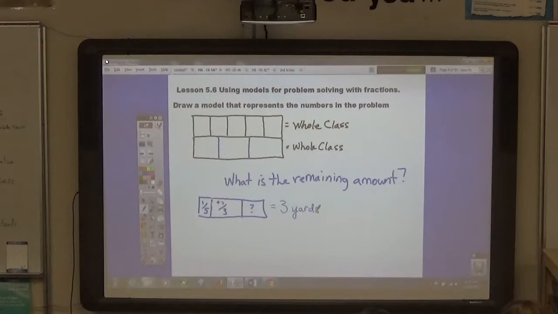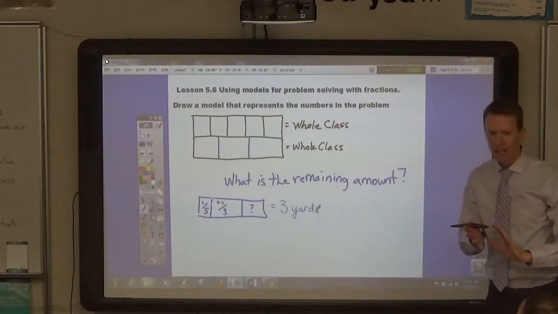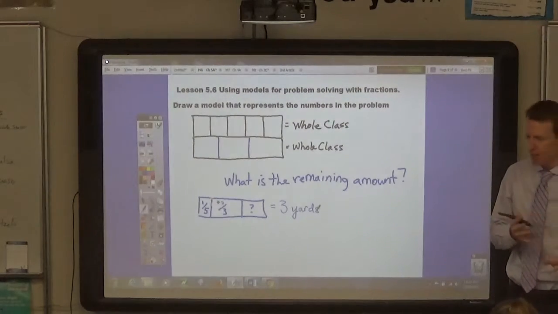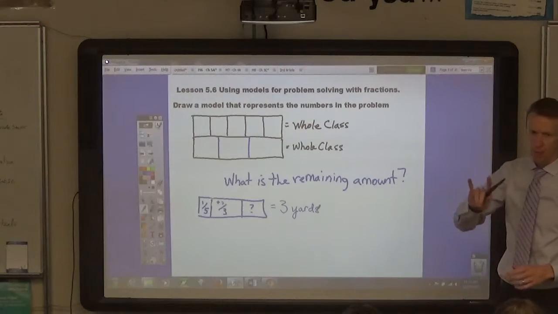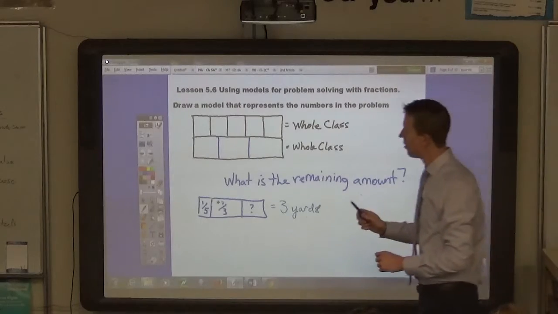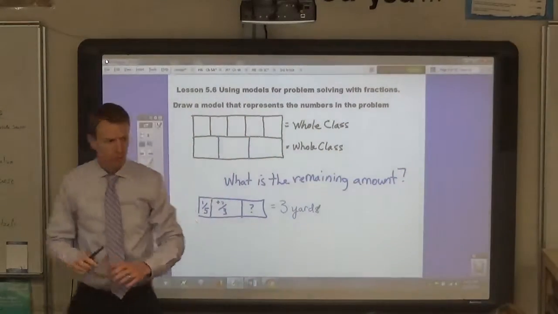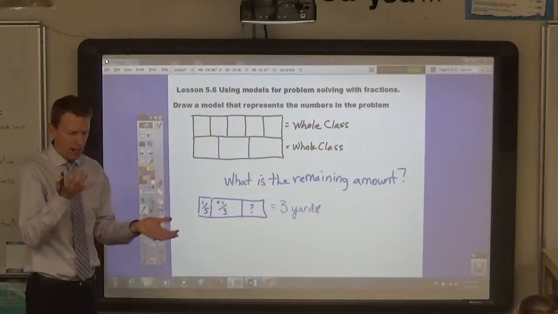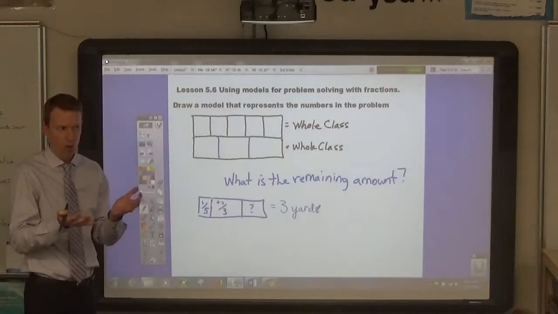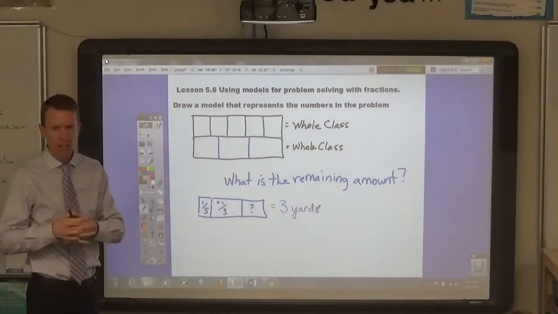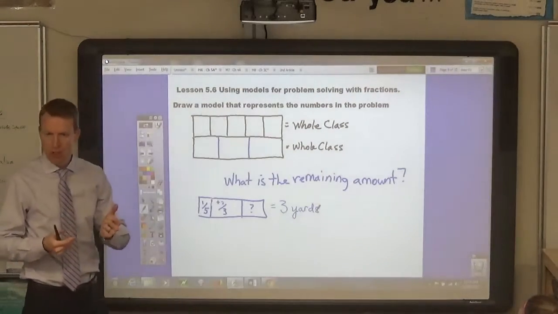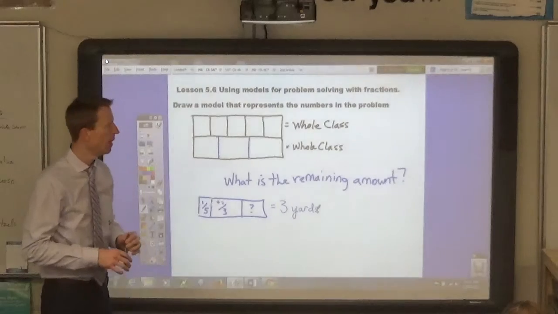Okay, sixth graders, this is the last lesson in our chapter. We're going to use our skills of adding mixed numbers and subtracting mixed numbers and figure out how to answer two types of problems today, okay? The first one is which one has more, or which one has the most left. Those types of problems ask you to compare two amounts, okay?